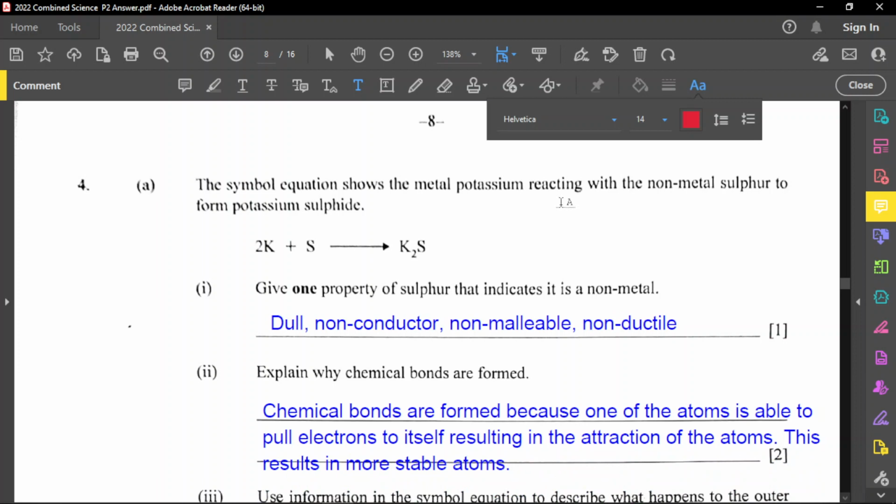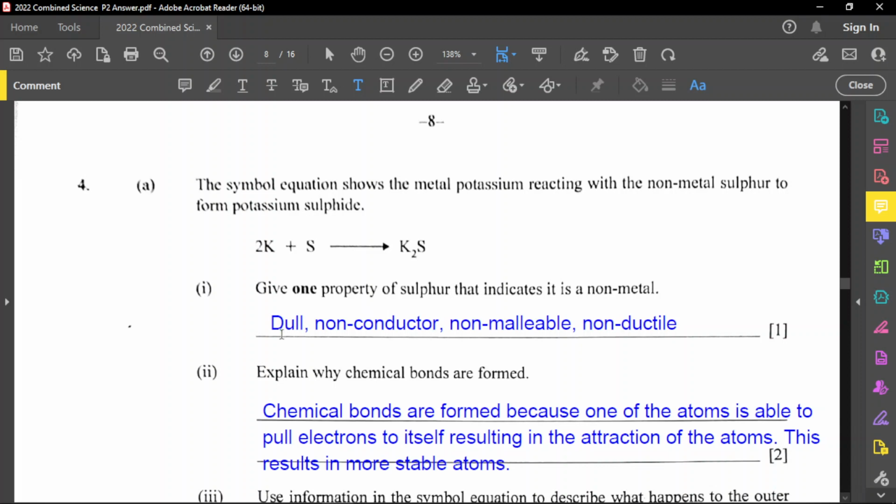Question number 4 reads: the symbol equation shows the metal potassium reacting with the non-metal sulfur to form potassium sulfide. Potassium is a metal, as they stated right here, and sulfur is a non-metal. So the balanced chemical equation will be 2K, which is 2 potassium, plus 1 molecule of sulfur, will give you K2S. Give one property of sulfur that indicates it is a non-metal.